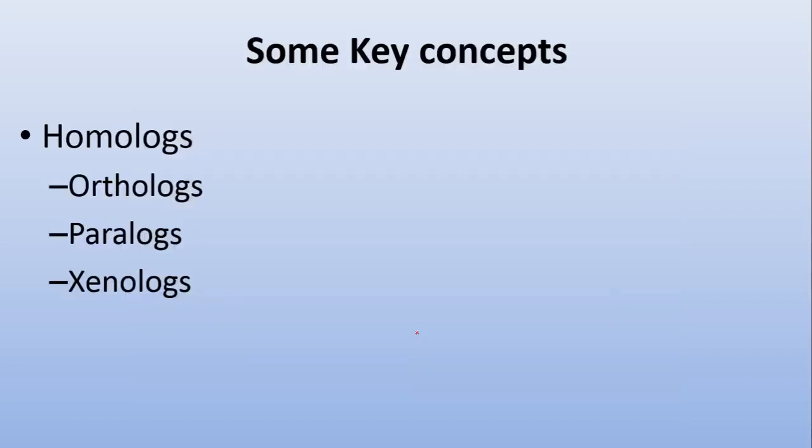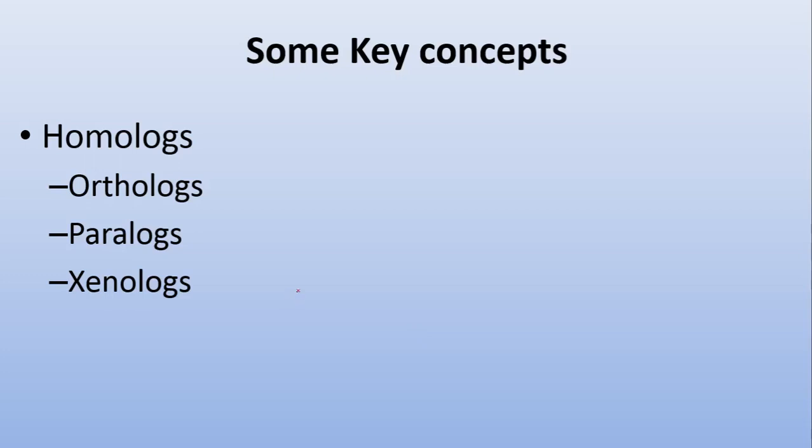Okay, so now we are talking about some key concepts of evolution and proteins and the functional relationship among those proteins. There are some key concepts that I think you should know, and these are very frequently discussed in your research papers or in seminars. So it would be easier for you to understand what people are saying when they refer to homologs, or when they refer to orthologs, paralogs and xenologs.